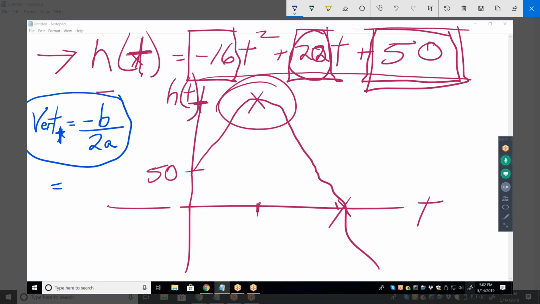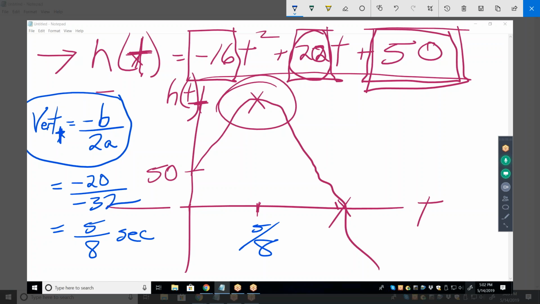It would be negative 20t. Negative 20. Not 20t, just 20. In other words, b is just the coefficient. Okay. So then it would be negative 20 divided by 2 times negative 16. So that is what? 10/16 or 5/8. So at 5/8 of a second, it's going to hit that point. In other words, when time is at 5/8, it's going to hit its vertex.